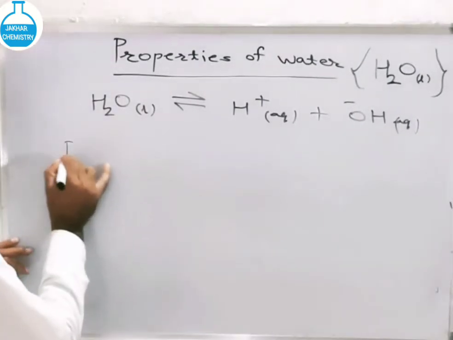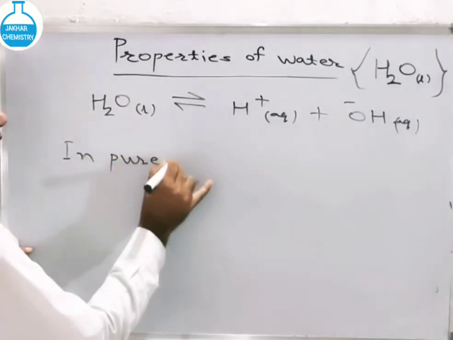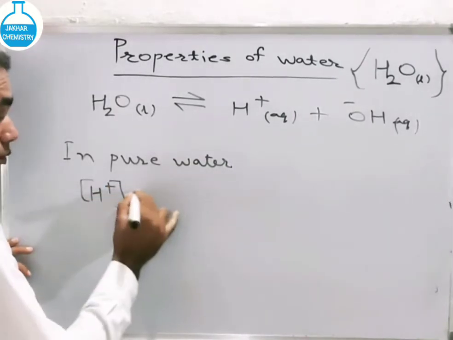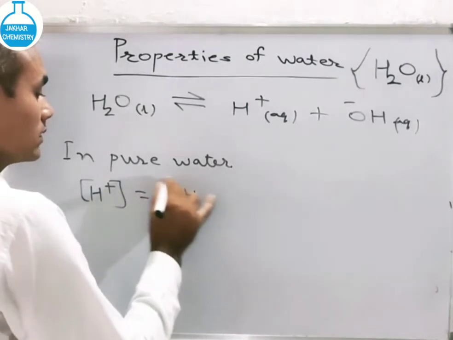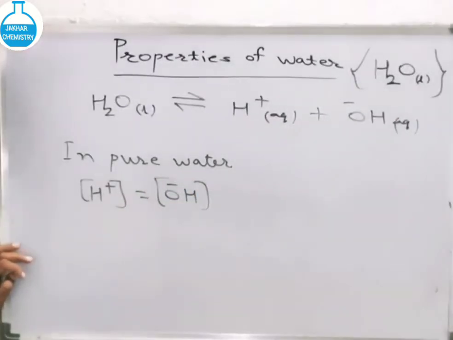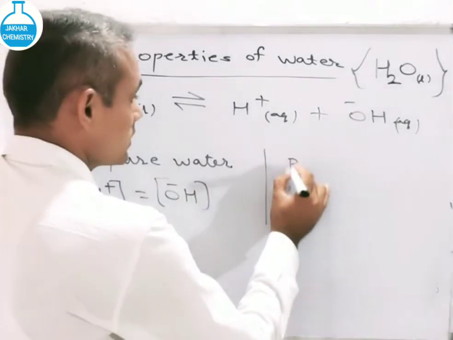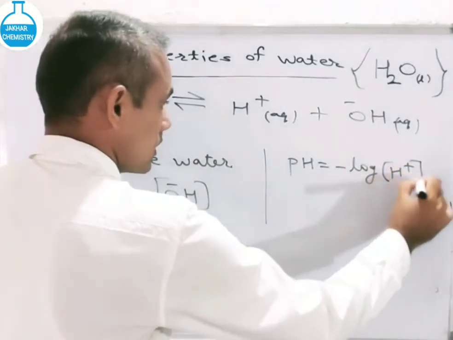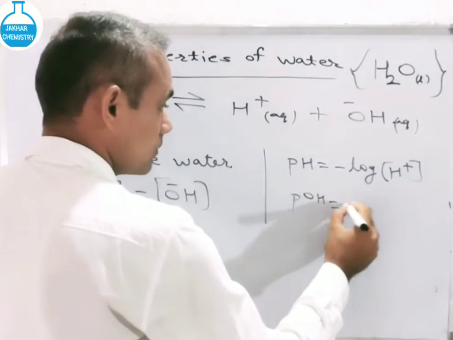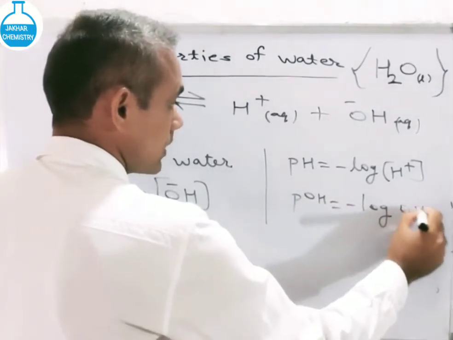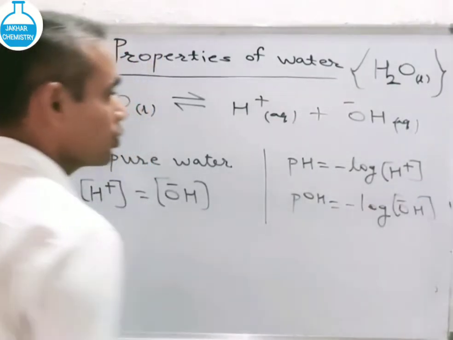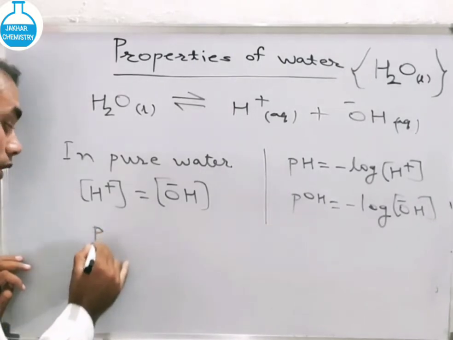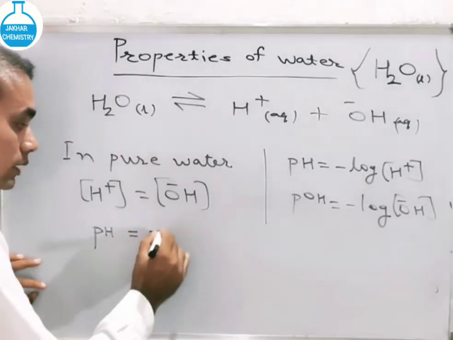So what we can write in pure water, concentration of H plus, or we can say moles of H plus, and concentration of hydroxide ion are always equal. Now pH is given by minus log of H plus ion active mass, and pOH is given by this formula, minus log of active mass of hydroxide ion. So if active mass of both ions are equal, then minus log will also be equal. And we can say, in case of pure water, pH will be equal to pOH.